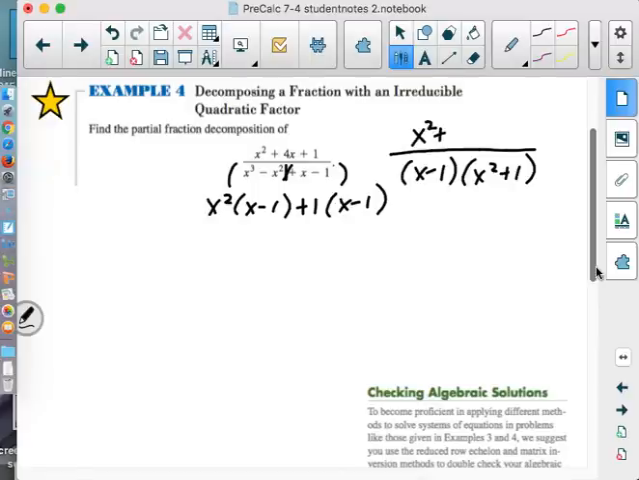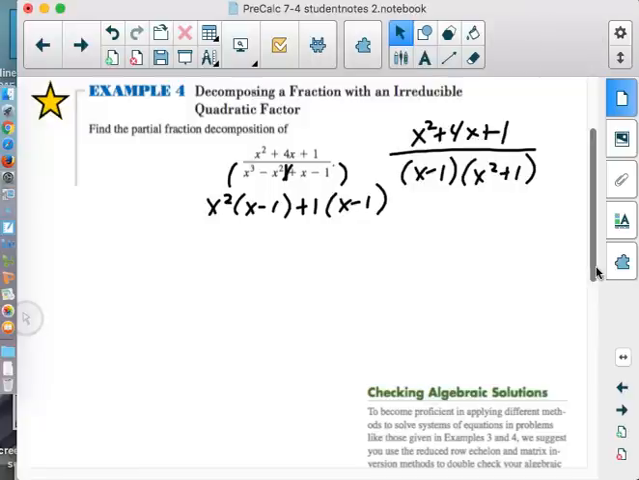Numerator, we don't do a doggone thing, and that's because the power in the denominator is greater than the power of the numerator, so we're not going to try and divide or anything like that. All right, so here we are: x squared plus 4x plus 1 over x minus 1 times x squared plus 1. There's our irreducible quadratic. X squared plus 1, you can't factor that any further.